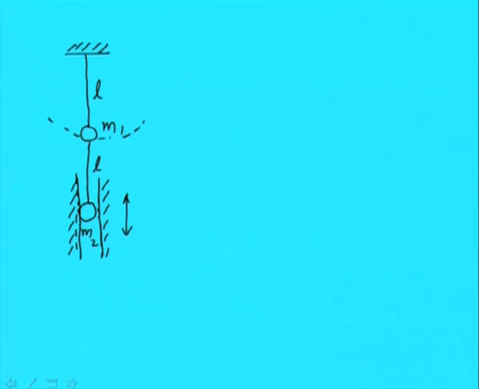The length of this chord is also L, both chord lengths are L, and the masses are m1 and m2. We need to obtain the equation of motion of this system, and also the natural frequency. So let us give a displacement theta to the upper pendulum, so that it occupies this position, and this is the lower pendulum position.